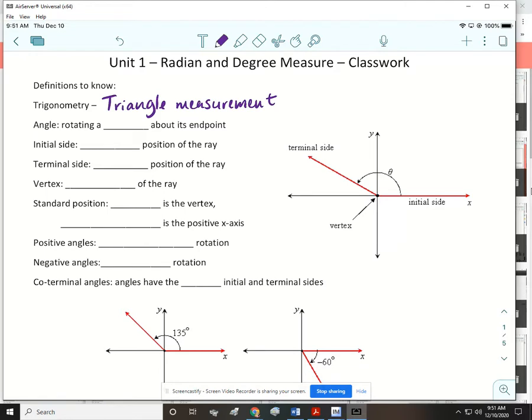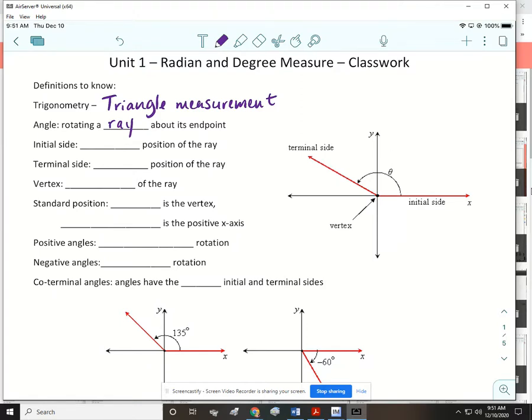So I want you all to think about an angle a little differently than you have in geometry. In geometry, I think you mainly focus on angles inside of a polygon. We're going to think about angles as rotating a ray about its end point. All right, and so you can kind of see a diagram of that over to the right.